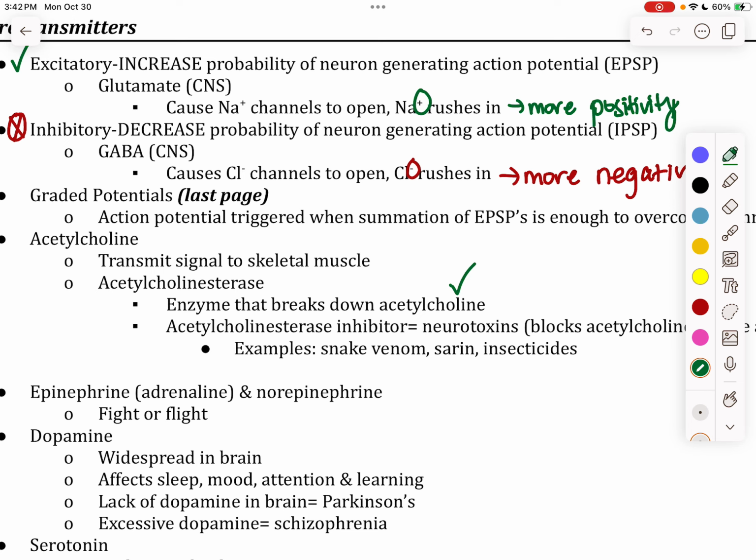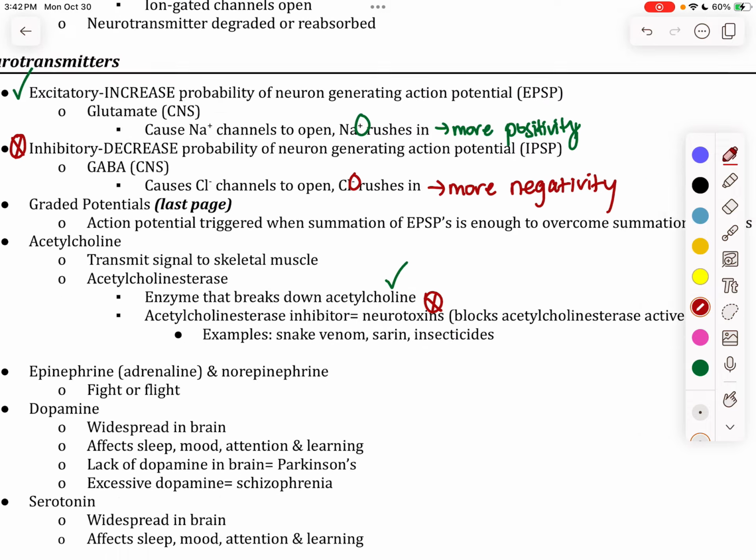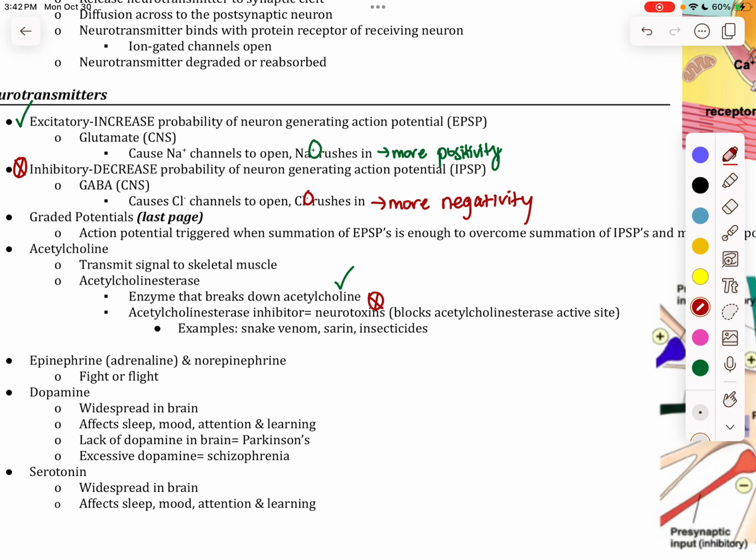So there are such things in life called acetylcholinesterase inhibitors. Those things are bad. Those are called neurotoxins. They block the active site, so acetylcholinesterase, the enzyme, cannot bind to acetylcholine and help that neurotransmitter be broken down and used in the muscle tissue, so this causes paralysis in muscle tissue.